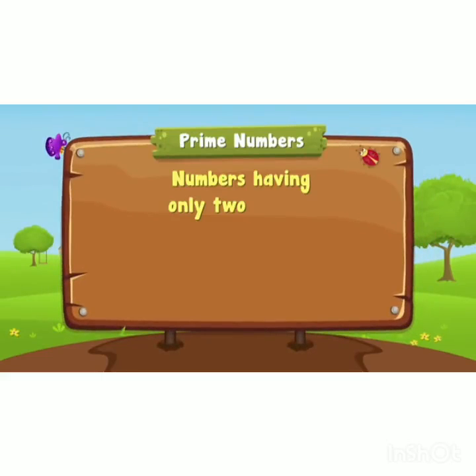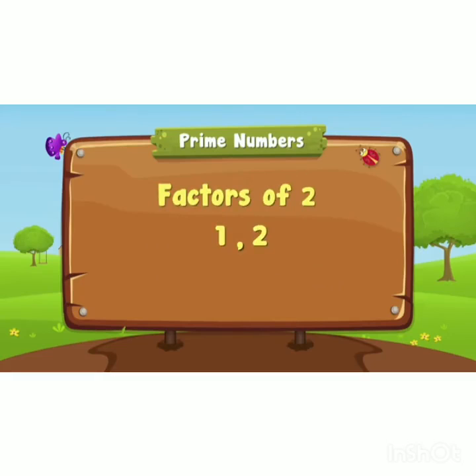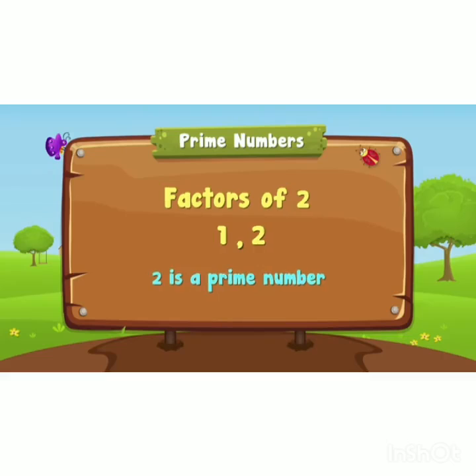Numbers which have only two factors, 1 and the number itself, are called prime numbers. For example, let us take the number 2. The only factors of 2 are 1 and 2 itself. So 2 is a prime number.